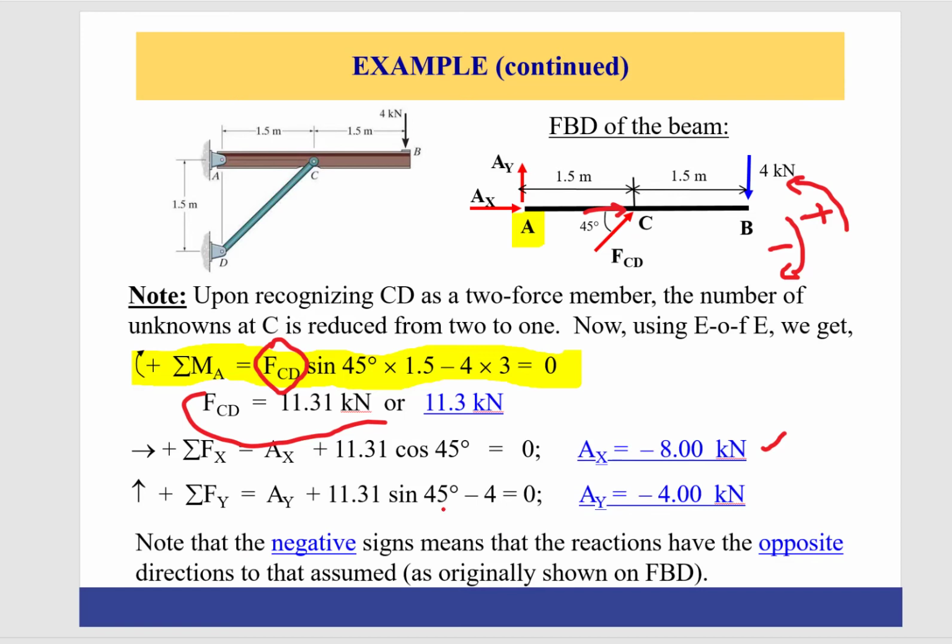Lastly, AY, in a similar fashion, is going to get the negative value, meaning that the correct direction is downward.